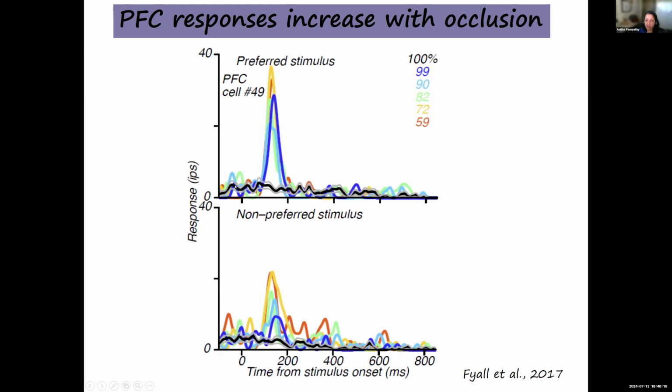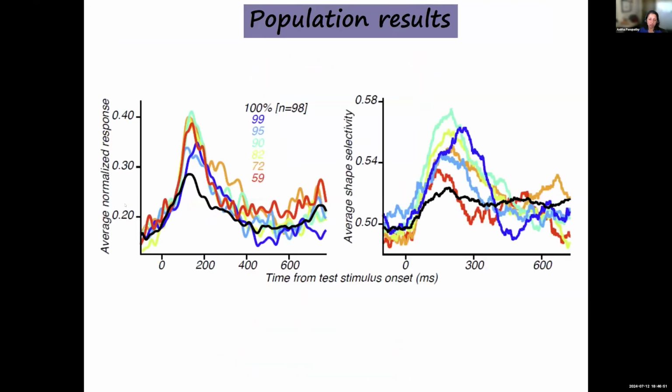And what you can see here is distinctly different than what I showed you in V4. The responses to the unoccluded stimulus, here again shown in black, are weak, and the responses are much stronger to occluded stimuli. And this is the case for both of the shapes that we used in this particular session. The responses are stronger for the occluded stimuli, but also shape selective. So responses are stronger to this particular stimulus than this particular stimulus. And this is what we saw across the population of prefrontal cortical neurons. So here I'm showing you the average normalized response of a population of prefrontal cortex neurons.